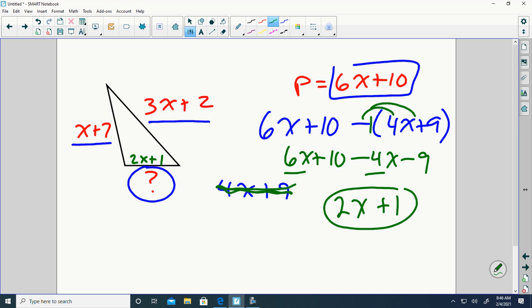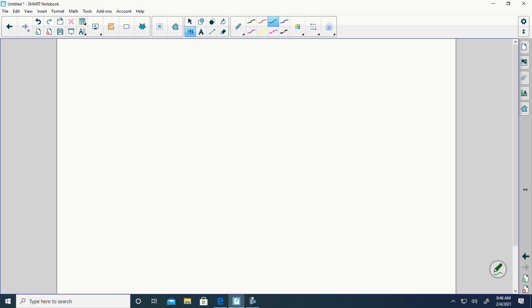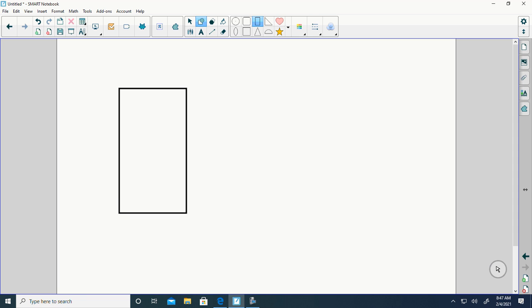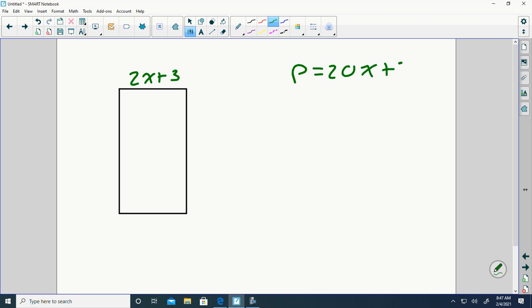This is my last question. This is my last slide for today. Agree? Okay. So, my friends, I got to break out a rectangle. Let's go rectangle, this one. They tell me I have this being 2x plus 3, and we know we have a perimeter of this. Yeah?